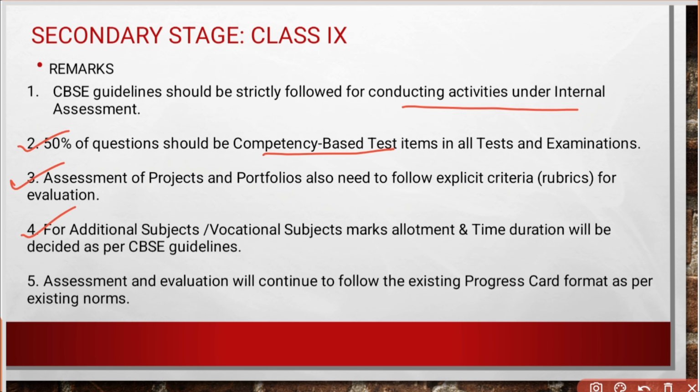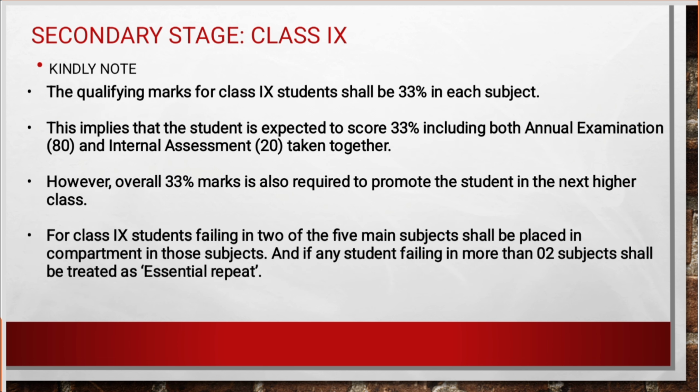For additional subject or vocational subject, marks allotment and time duration will be decided as per CBSE guidelines. For a main subject, they have 3 hours of time duration and 80 marks, whereas for a skill subject it's 50-50, meaning 50 marks practical and 50 marks theory, and time duration is also 1.5 hours. Then the last one: assessment and evaluation will continue to follow the existing progress card format. Now there is no change in report cards for class 9. For other classes, we have the holistic progress card.